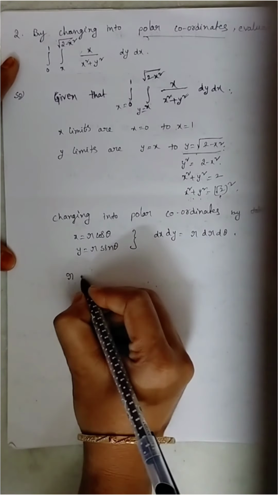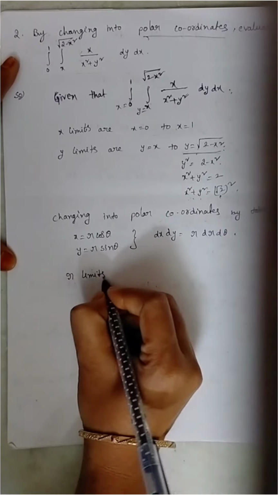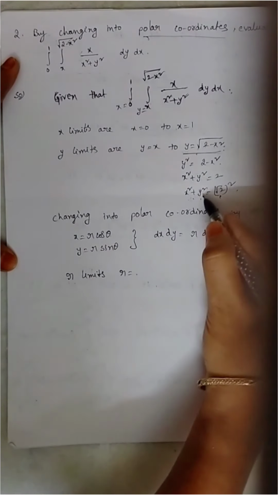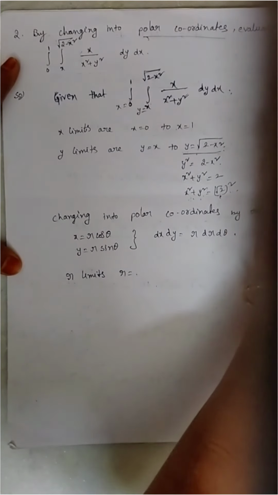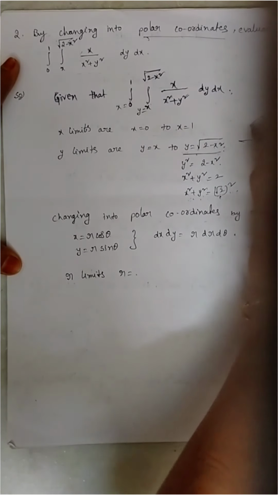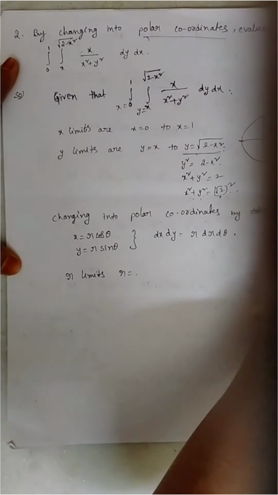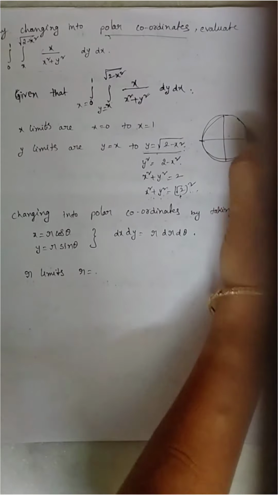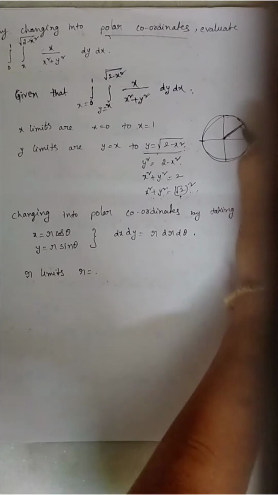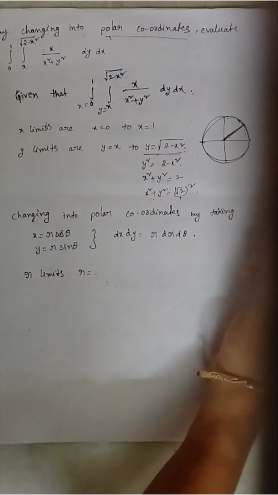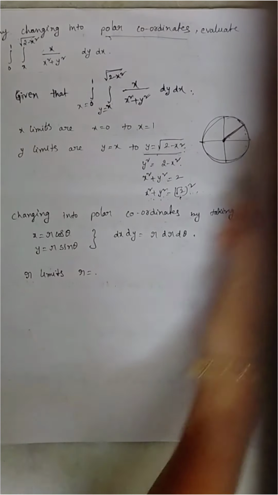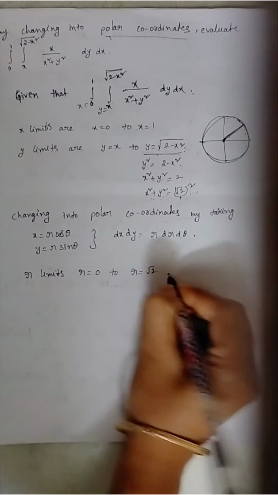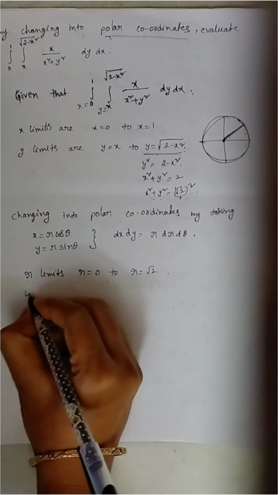R limits: r equals the radius, x square plus y square equals root 2 whole square. That means with center 0, 0 and radius root 2. So r equals 0 to r equals root 2. These are the r limits. And now the theta limits.